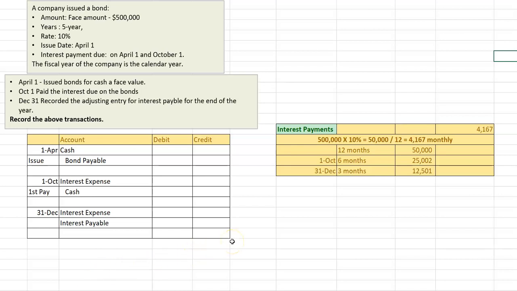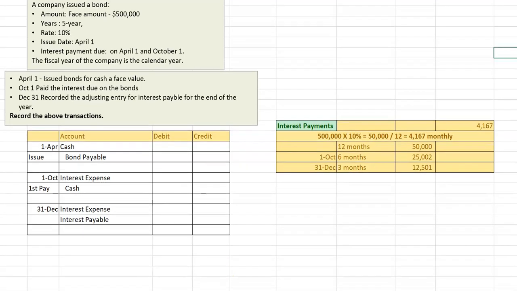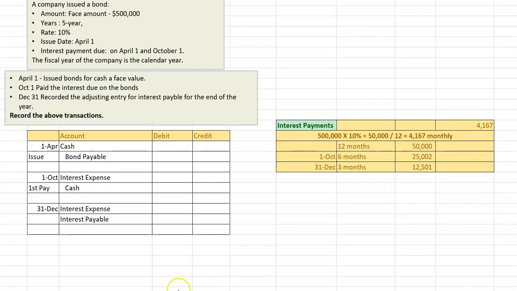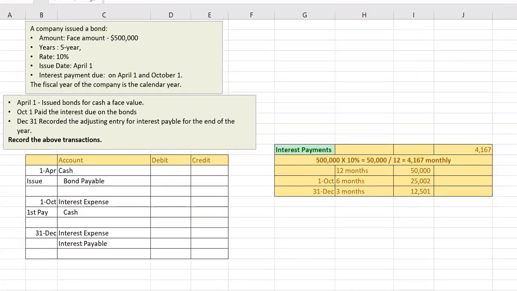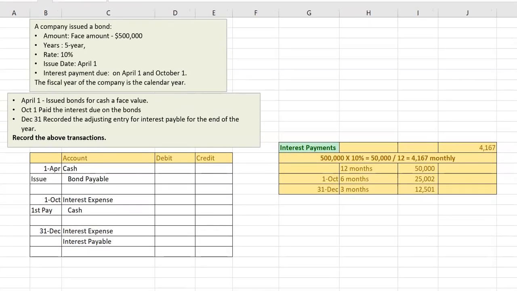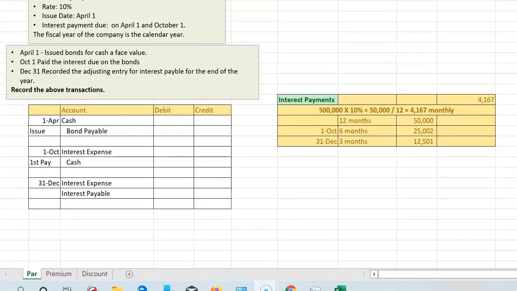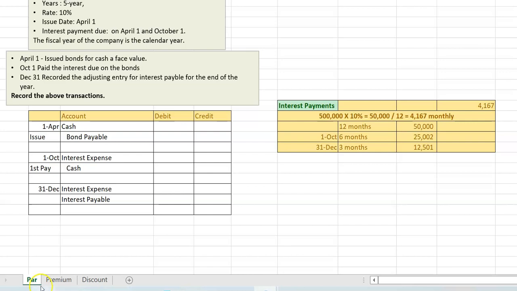Okay, here we go. This is the Chapter 10 Flash Quiz. And we have 3 tabs. Let's see if I can get this right. So we have par, premium, and discount. Can you see that? So we're going to do par, premium, and discount.